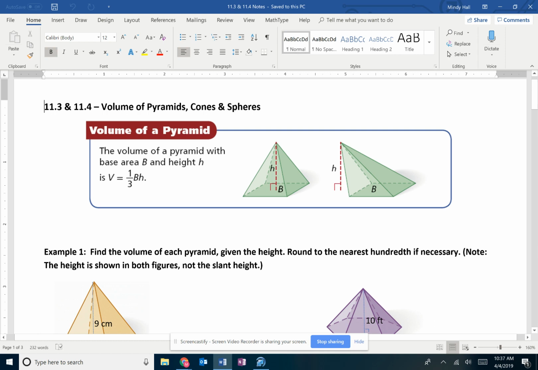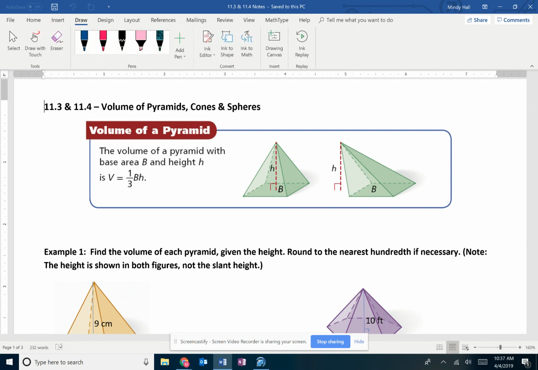All right, so we are going to cover the volume of pyramids, cones, and spheres, and they're all actually pretty similar to each other, just some small differences. So, starting with the volume of a pyramid, it is your base area times your height times 1/3, or another way to write it would be volume equals big B, your base area, times height divided by 3.